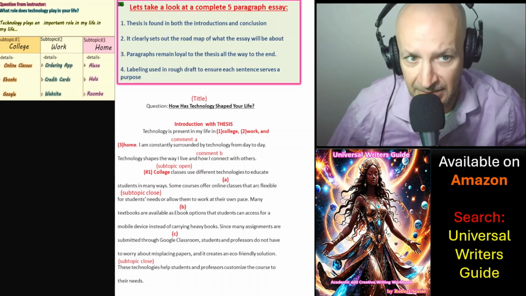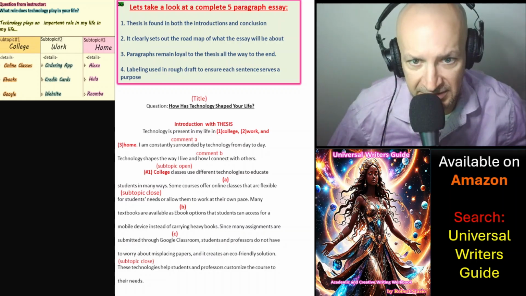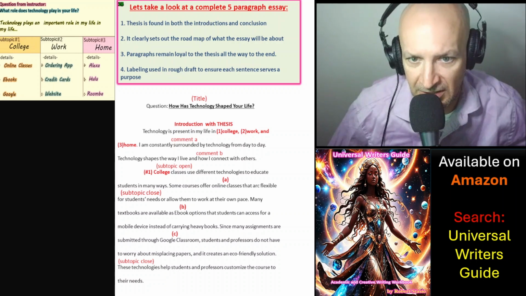Paragraph 2, subtopic 2, work: something about an ordering app, credit cards, and websites that help with their work. And number 3, at home, they're going to be talking about A, Amazon Alexa; B, Hulu; and C, Roomba. Okay, so that is the ways technology has shaped your life. Okay, so the introduction with the thesis.